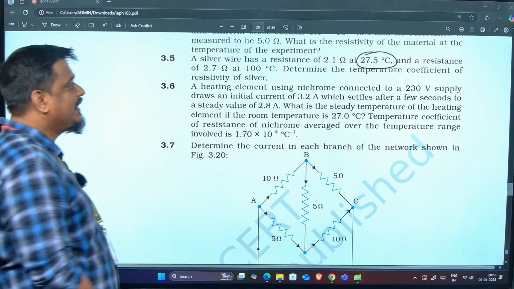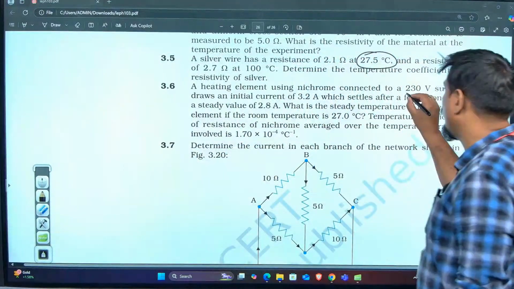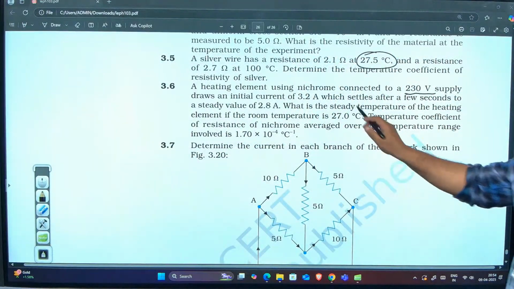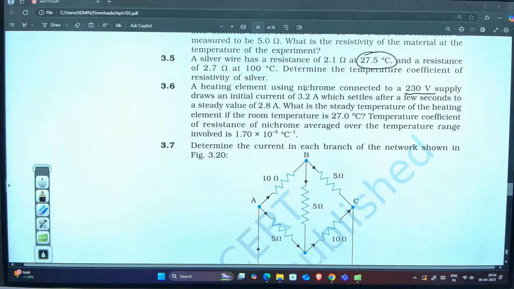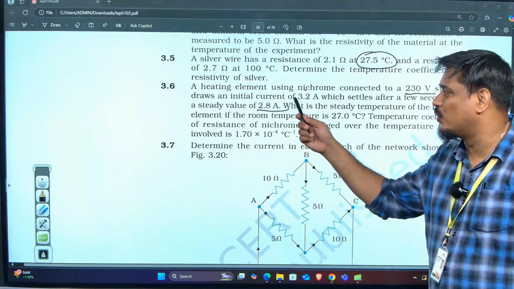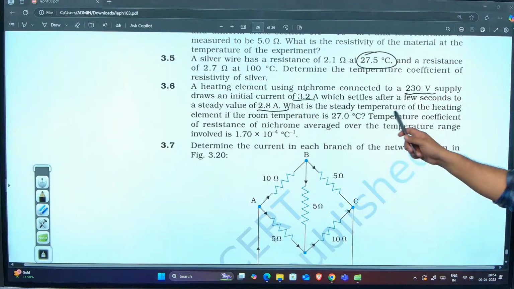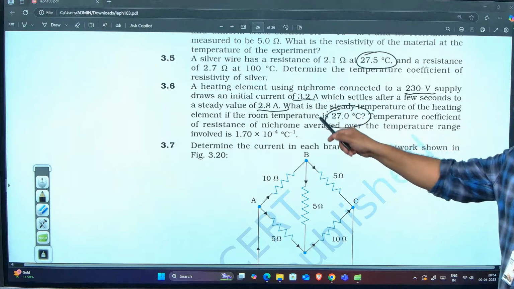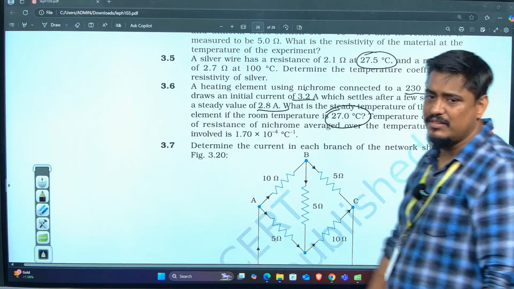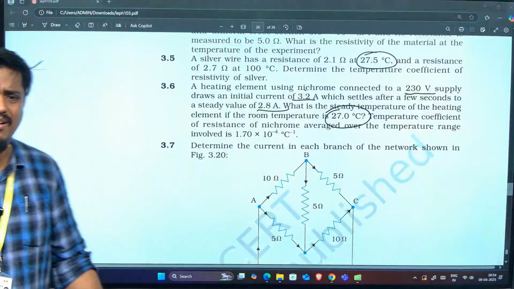No. A heating element using nichrome connected to a 230 volt supply draws the initial current of 3.2 ampere, which settles after a few seconds to a steady value of 2.8 amperes. So we have the values of currents known here, 3.2 and 2.8. What is the steady temperature of the heating element if the room temperature is 27 degrees Celsius? Temperature coefficient is also given.